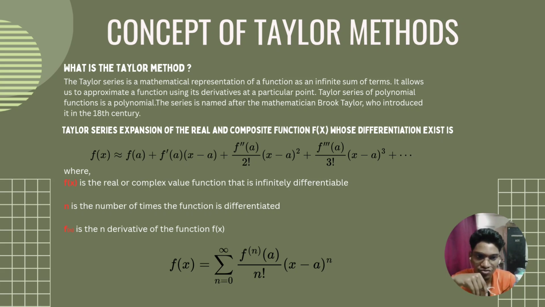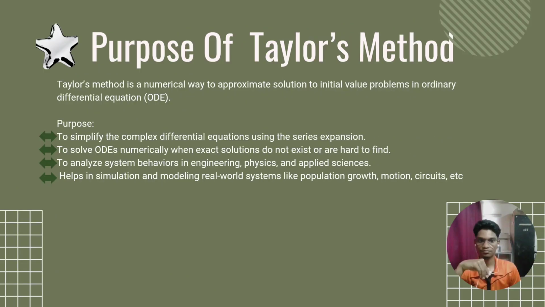As you can see in the formula on the screen, it shows how a function can be expanded using derivatives, starting from the function's value, followed by the first derivative, second derivative, and also the third derivative, where n is the number of times the function is differentiated, and f to the power of n is the nth derivative of the function. This method was named after Brook Taylor, an 18th century mathematician who introduced this powerful technique.